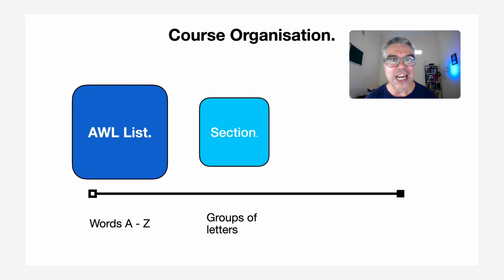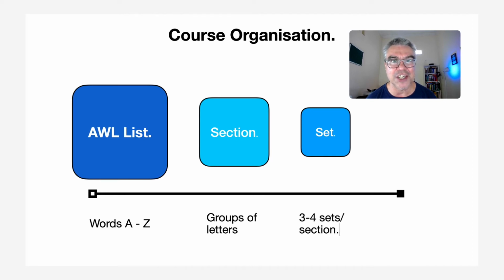And then from the sections, we have usually 3, sometimes 4 sets of lessons for each section. So a set basically represents a lesson. And then for each set, there will be 3 or 4 lessons. Finally, within the lesson, we have the group of words. So each lesson contains 3 or 4 groups of words. Each group consists of between 4 and 6 individual words from the academic word list.